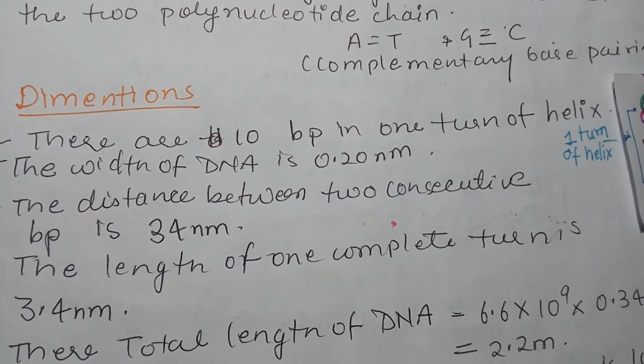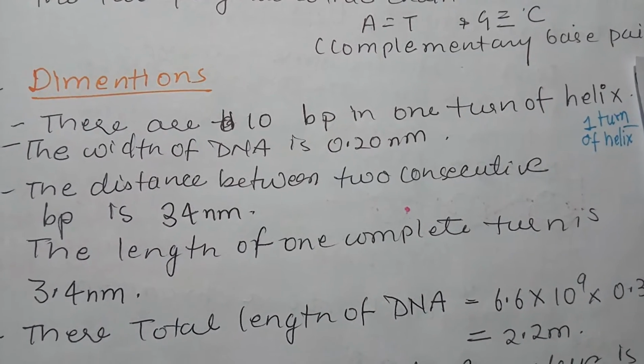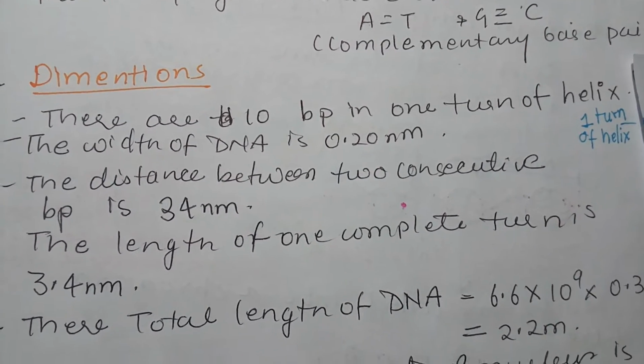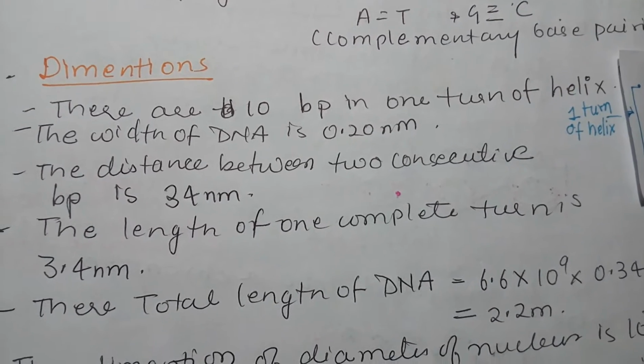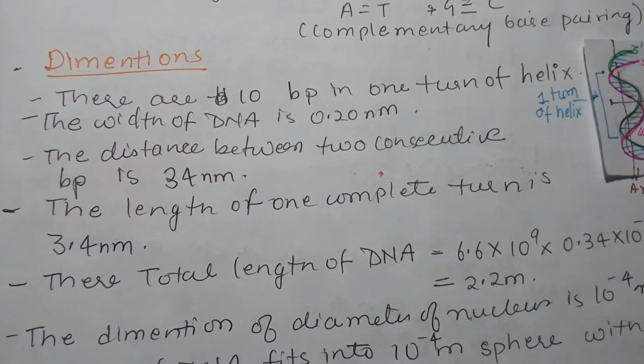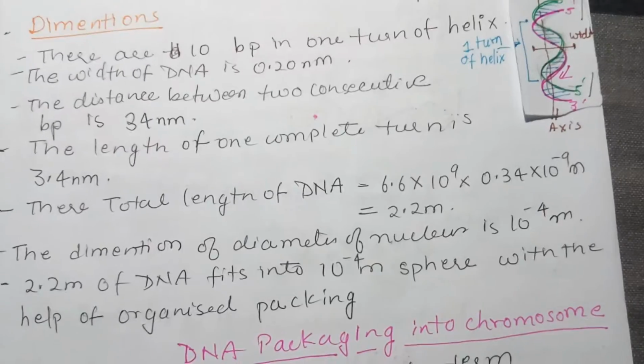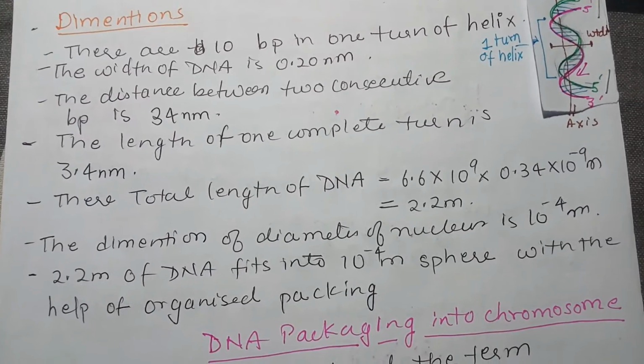There are 10 base pairs in one turn of the helix. The width of DNA is 0.20 nanometer. The distance between 2 consecutive base pairs is 34 nanometer. The length of one complete turn is 3.4 nanometer. The total length of DNA is 2.2 meter.